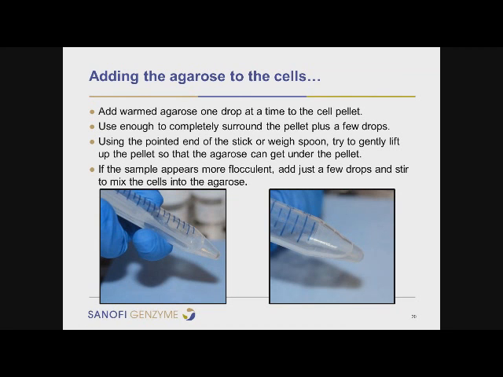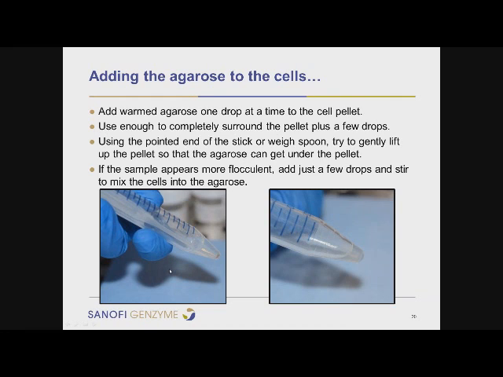So I'm going to add my warmed agarose 1 drop at a time to the cell pellet. I'm going to use enough to completely surround the pellet, and then I'm going to add a few extra drops on top. If you can kind of make it out here, what I'm doing is I've got the pipette tip against the edge of the tube in order to slowly release these drops so I don't disturb my pellet.